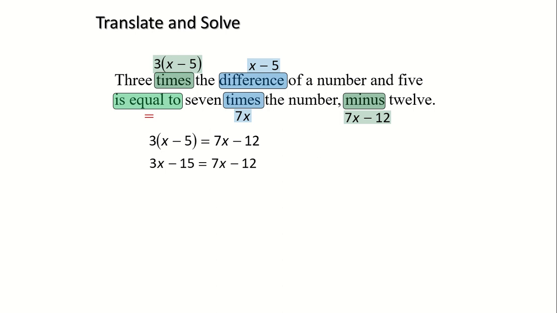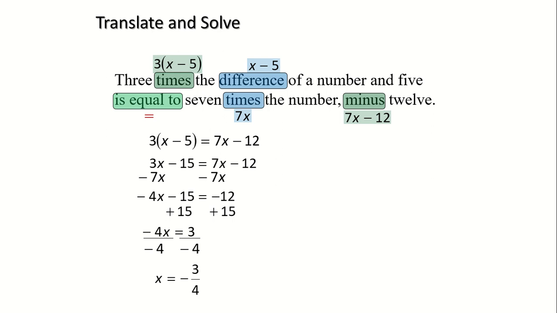And then solve either the x first or the constant by subtracting 7x from both sides. So that could be negative 4x minus 15 is equal to negative 12. And then we'll transpose negative 15 to the other side by adding positive 15. That is negative 4x is equal to 3. And then divide both sides by negative 4. So x is equal to negative 3/4.